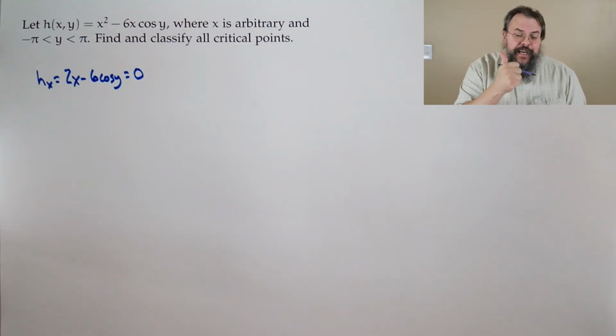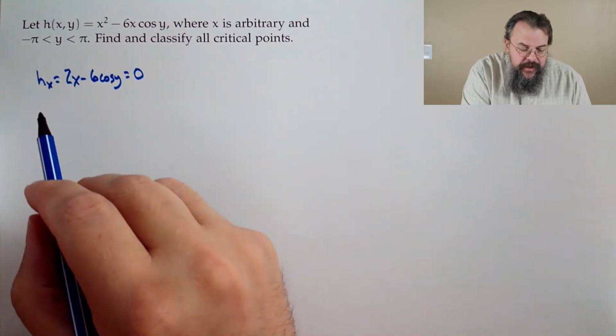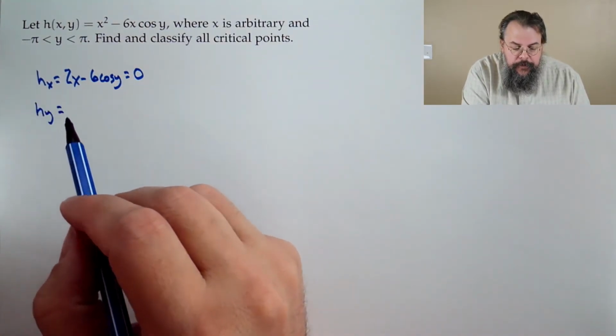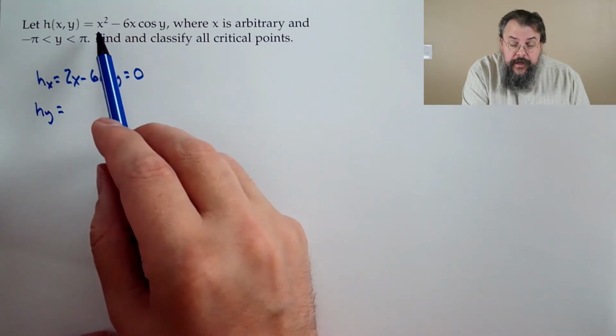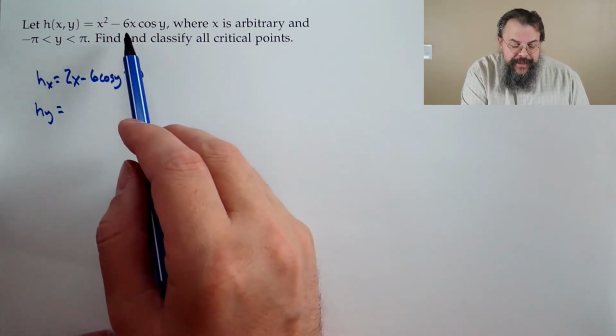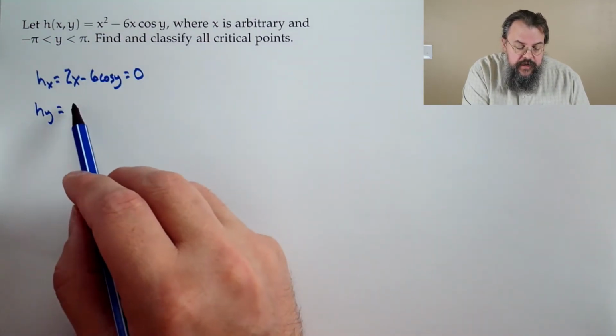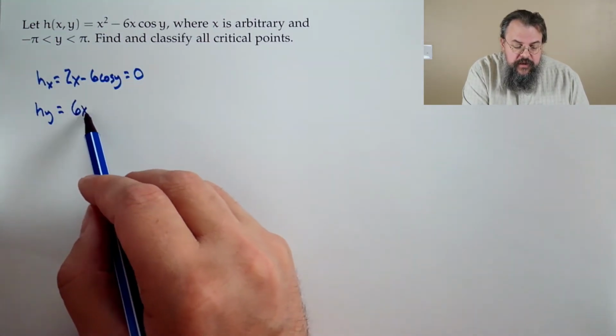Well, keep going though, right? Keep going. Let's look at h sub y. Maybe that'll be more hopeful. Let's see. 0. That's already looking hopeful. And the minus 6x is like a constant. The derivative of cosine is negative sine. So we end up with 6x sine of y.